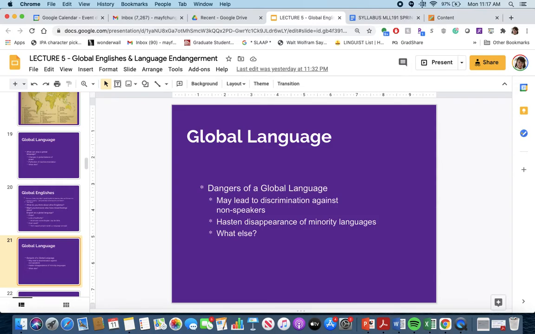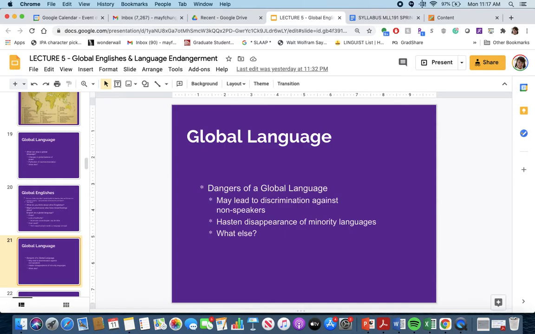So, some dangers of a global language is that it may lead to discrimination, right? You've probably heard of, and probably witnessed personally, some instances of people coming up to someone and saying, speak English, right? When they're speaking another language. So, this is a form of discrimination where English has this kind of power.